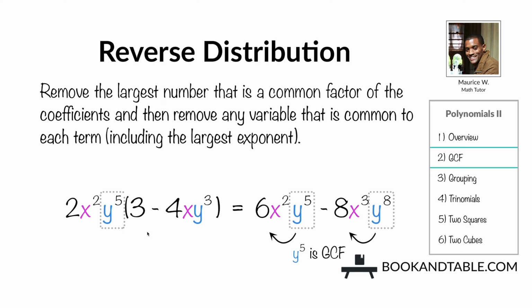And the two factors for 6x squared y to the 5th minus 8x cubed y to the 8th would be 2x squared y to the 5th. And the second factor would be 3 minus 4x y to the 3rd. So removing the greatest common factor from an expression that has multiple variables is the same exact process of removing the greatest common factor of an expression that has a single variable throughout the terms.